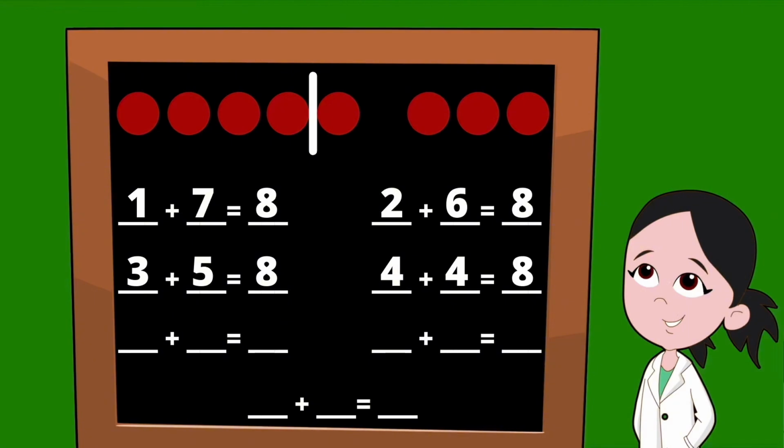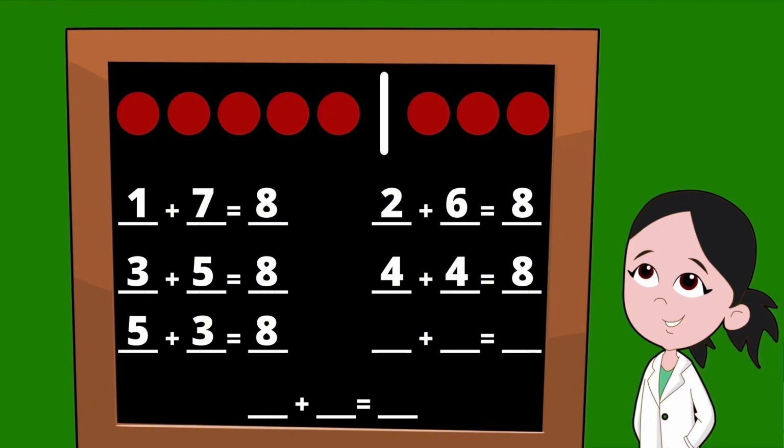Let's move on to our next set of partners by sliding that line over to the right 1 more dot. Now, how many dots are on the left of our line? Can you tell me? That's right, we've got 5 dots on the left of our line. So our first partner is the number 5. How many dots do you see on the right of our line? You got it, there's 3 dots on the right. So our second partner is the number 3. 5 plus 3 equals 8.